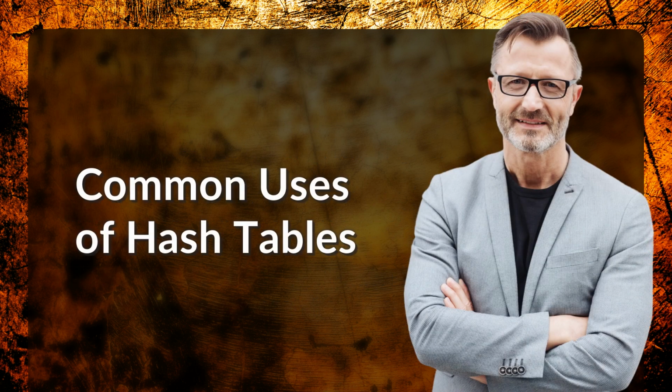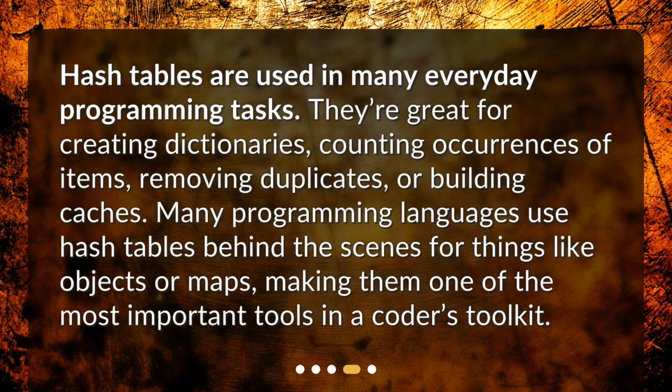Common uses of hash tables. Hash tables are used in many everyday programming tasks. They're great for creating dictionaries, counting occurrences of items, removing duplicates, or building caches. Many programming languages use hash tables behind the scenes for things like objects or maps, making them one of the most important tools in a coder's toolkit.